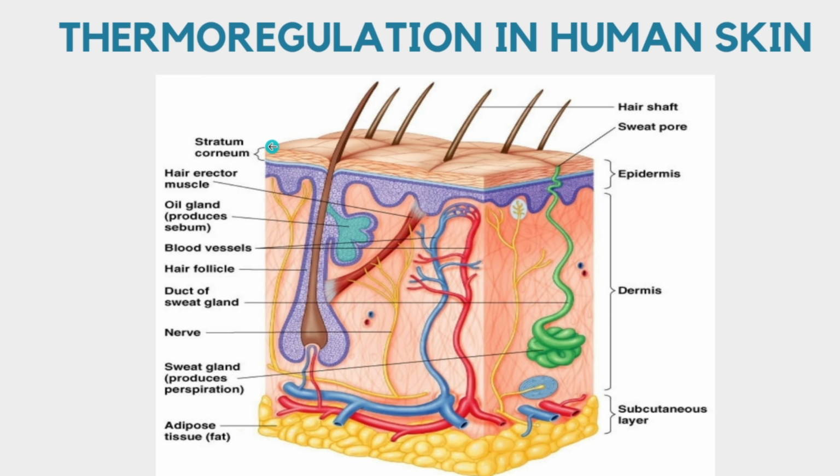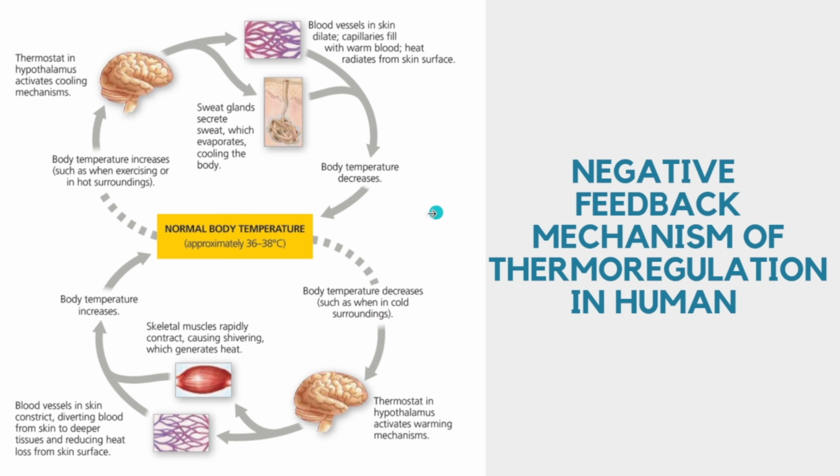And also it will cause your hair erector muscle to relax, allowing your hair to lie against the skin surface. So in a hot environment, your hair erector muscle is relaxed, so your hair is going down, attached to the skin surface. So evaporation of the sweat will reduce the body temperature, release the heat.